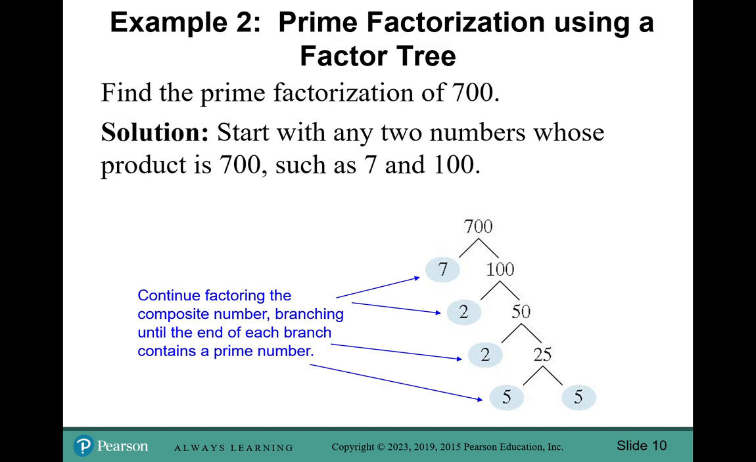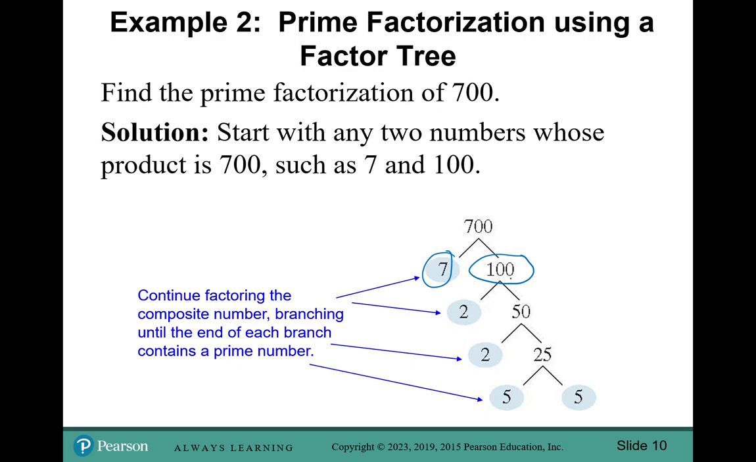So if we look at finding the prime factorization of 700, we can start with any 2 numbers whose product is 700, such as 7 and 10. And we can use what is called a factor tree to continue factoring down until we have just prime numbers. So as you can see here, we have broken 700 up into 7 and 100. 7 is a prime number. So I do not need to continue branching here because the only factors of 7 are 1 and itself. And we do not break down something that is itself a prime number.